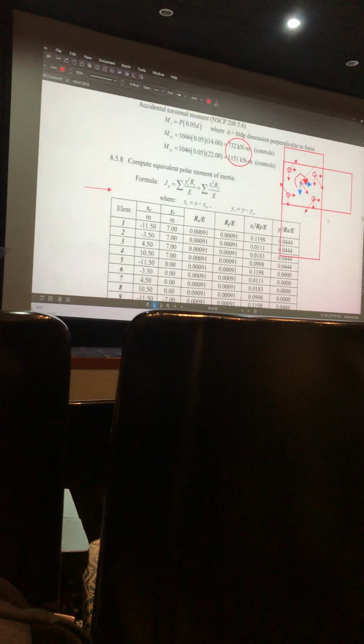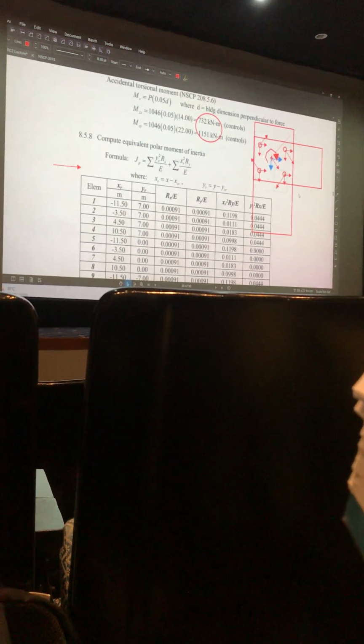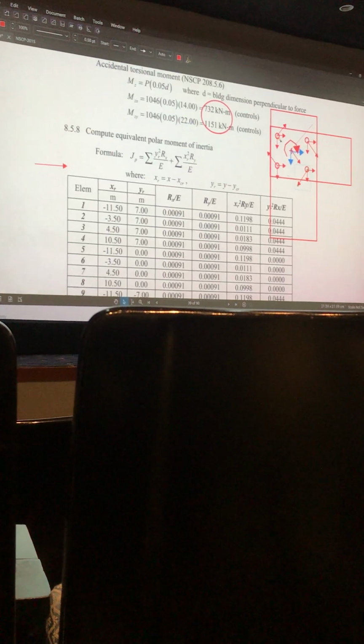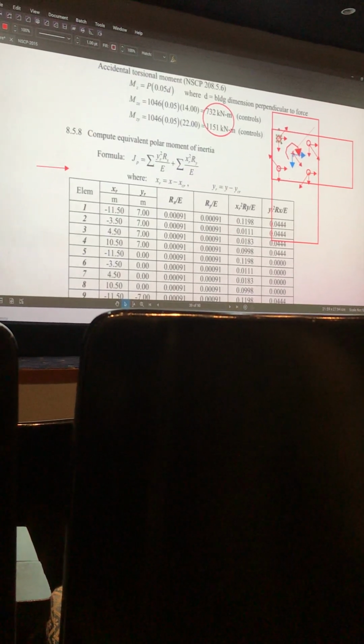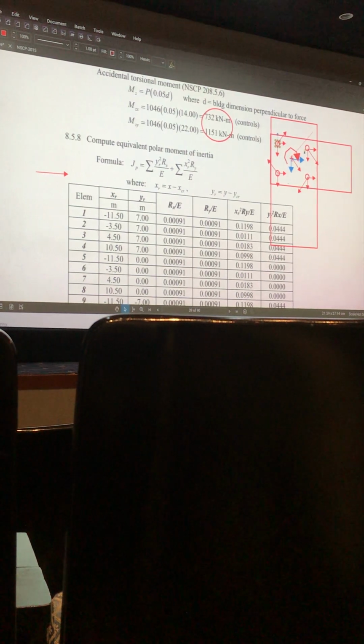x square plus y square. Now, karon kini dire, we also compute what we call the equivalent polar moment of inertia. Just imagine nga instead of the bolts, we now have columns. Okay? So, mga columns na ni.